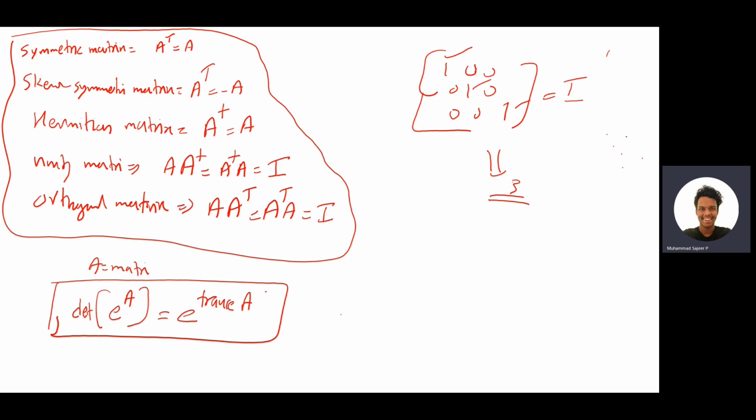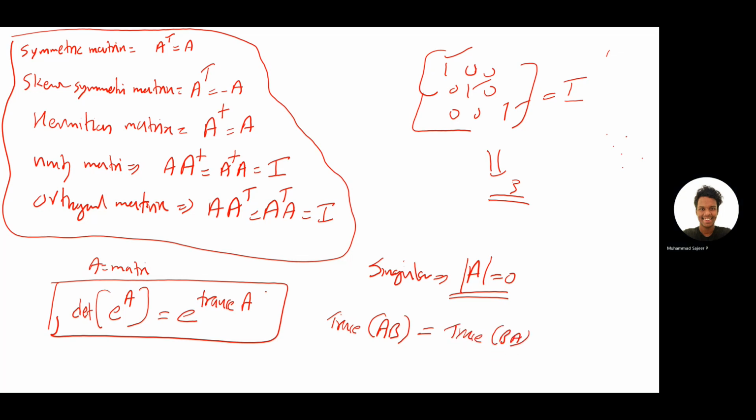And maybe a few more. For example, if we have a singular matrix, the determinant of that matrix should be 0. That's what we mean when we say it's a singular matrix. And there are a lot of general rules. Trace of AB, when A and B are matrices, should be equal to trace of BA. Then if A is a Hermitian matrix, then iA and minus iA are skew Hermitian.